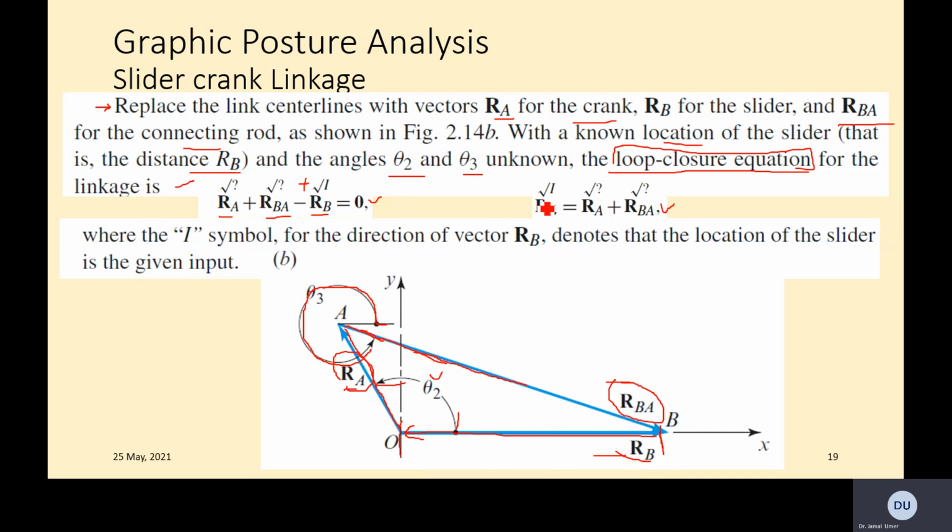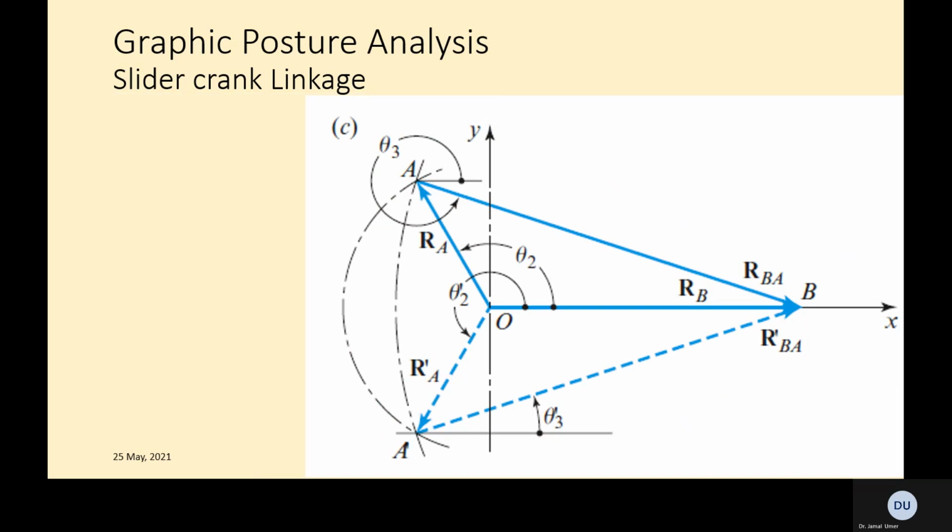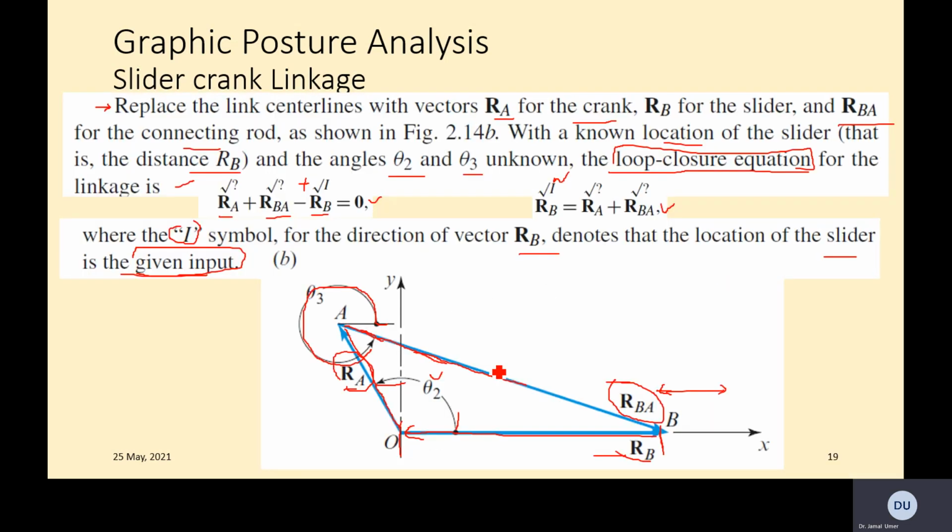So you can bring this one over there, and then you have RA plus RBA. We are just using another terminology, where the symbol over here, for the direction of vector RB, denotes the location of the slider as the given input. Because of the given input, this symbol is determined as such for the given input of the slider. The slider moves in this direction or in this direction. So that input will define how much the angle of this vector would be basically. All right, so that's the possible scenario here.